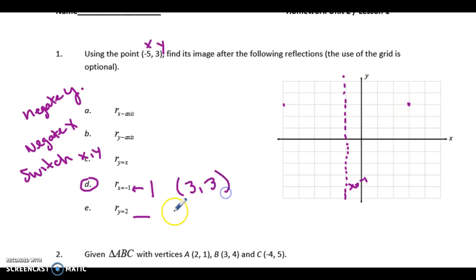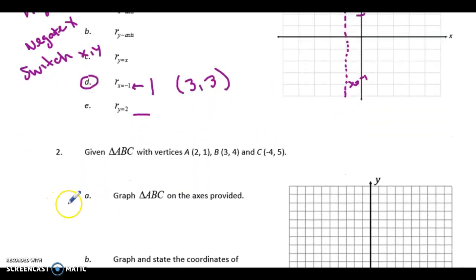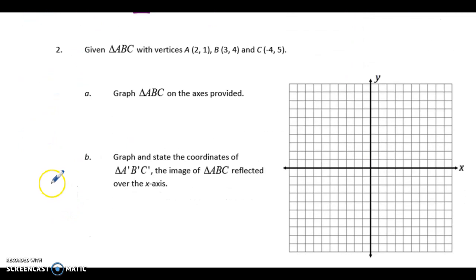Okay, so you can do that similarly with y equals 2. That's just going to be a horizontal line at y equals 2 going straight across, and then you'll reflect it down. And in question number 2, you are graphing triangle ABC. I'm not going to graph it for you. And then you just need to reflect over the x, which we already said was just negate each y value, keeping in mind that the y value is the second value in each ordered pair.